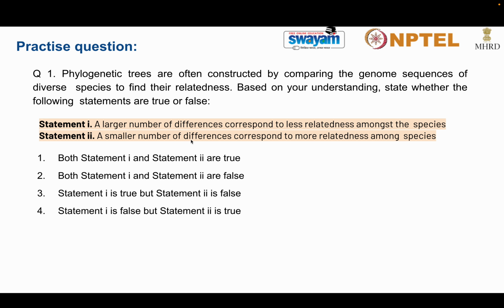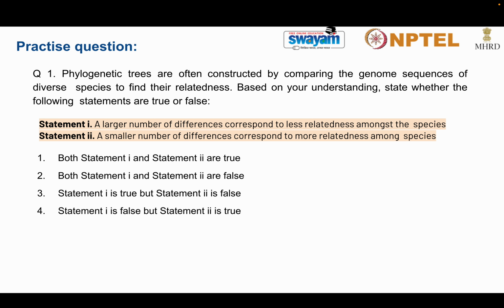Statement 2 says a smaller number of differences correspond to more relatedness among species. Now you have to think. So the answers are as follows. Option A is both statement 1 and 2 are true. Answer option 2 is both statement 1 and 2 are false. Option 3 is statement 1 is true but statement 2 is false. And answer 4 is statement 1 is false but statement 2 is true. So now you have to tell which one of the following will be the correct option given in the answers.